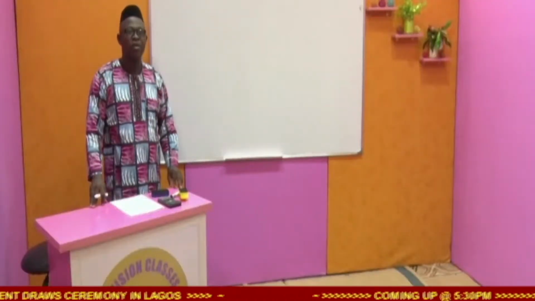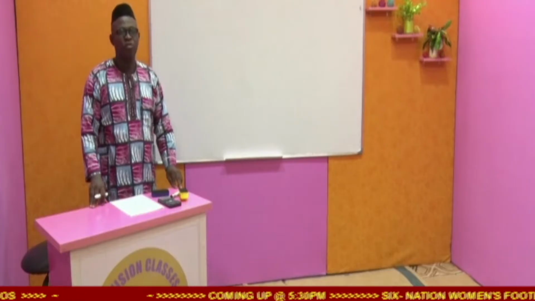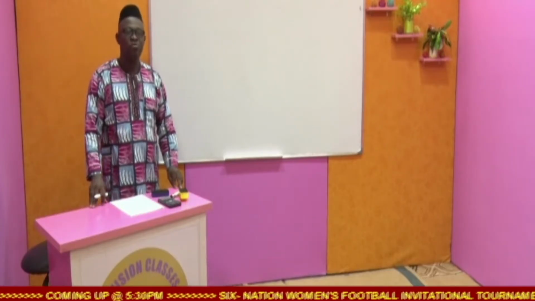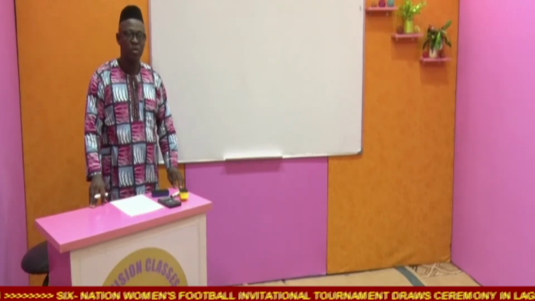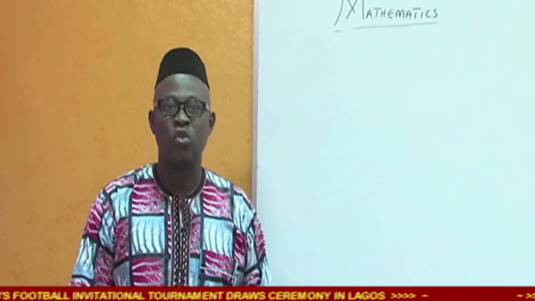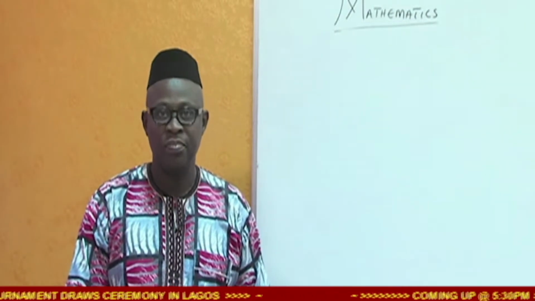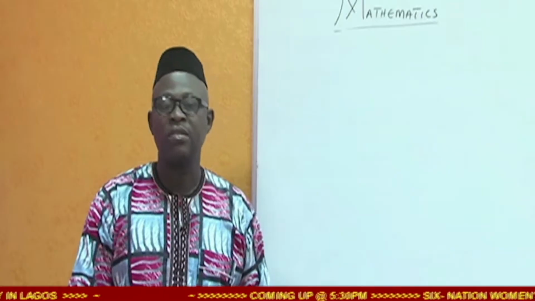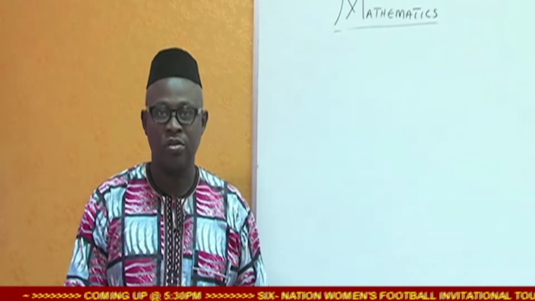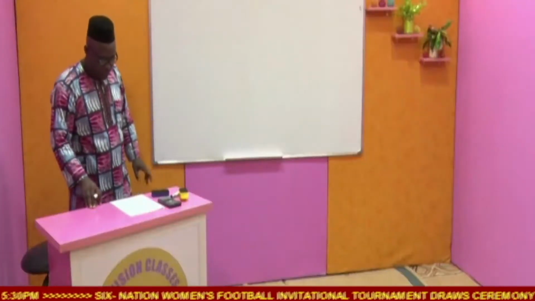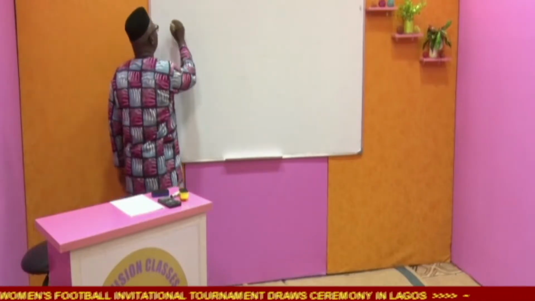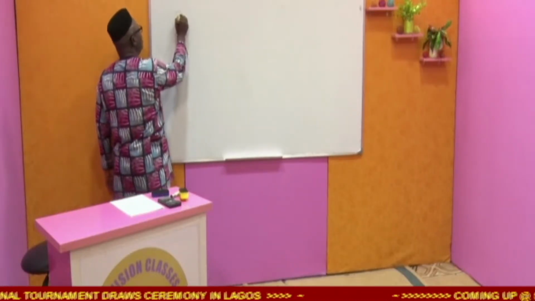What are surds? Surds are sets of irrational numbers. We refer to them as irrational numbers because we cannot express surds with an integer. They are always going to come up with recurring fractions or decimals. Examples of surds. Let me write the definition of surds on the board first.